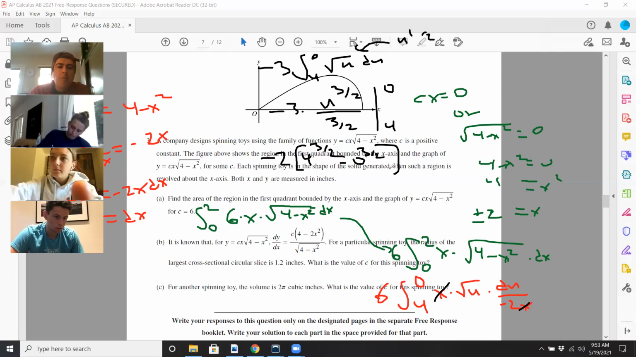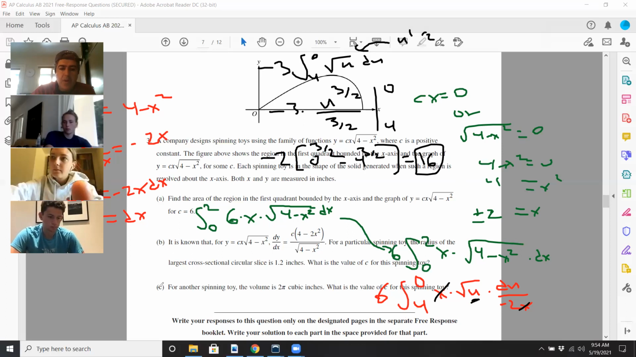Oh, you gotta put 0 first and 4. My bad. I just have a question. So if you decide to do the u-sub and then you change the limits of integration, then you don't substitute the 4 minus x squared back into the equation. Right. But if you don't change the limits of integration, then you still have to change it back, because it's incorrect not to when you have u involved.